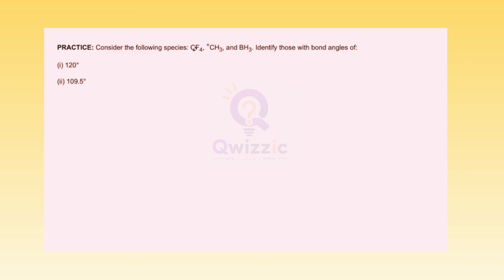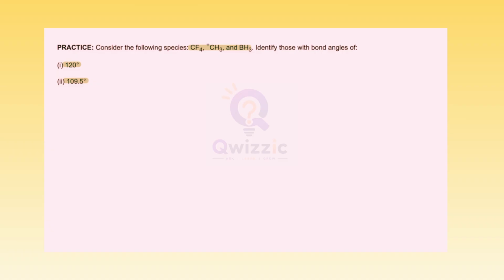Consider the following species: carbon tetrafluoride, methylium, and borane. Identify those with bond angles of number 1, 120 degrees, number 2, 109.5 degrees.